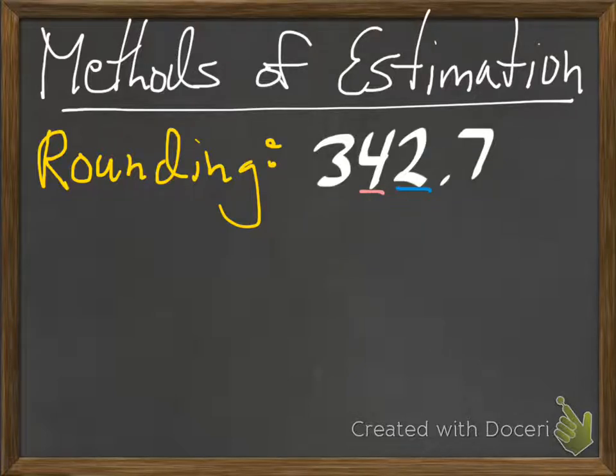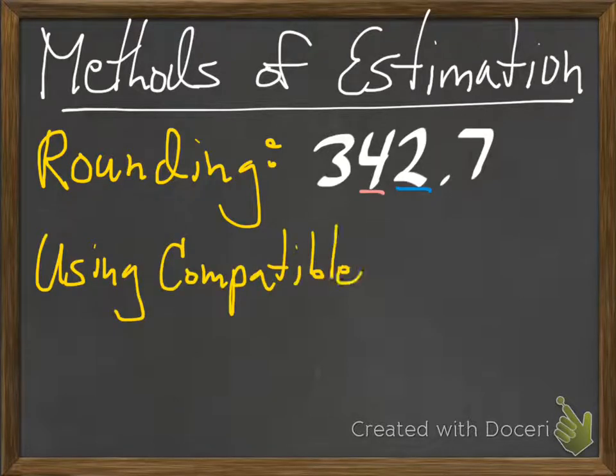The next method is using compatible numbers. Using compatible numbers is especially helpful when we're multiplying or dividing, although technically you can use compatible numbers just like with rounding for addition, subtraction, multiplication, or division. While rounding has very specific rules: 5 or above, give it a shove, you have to round up. 4 or below, you let everything else go, you chop it off, and you keep the rounded digit, in the example above the 4, the same.